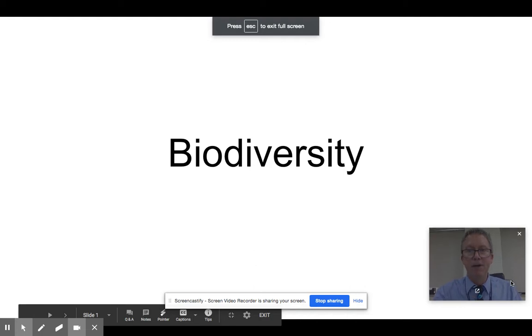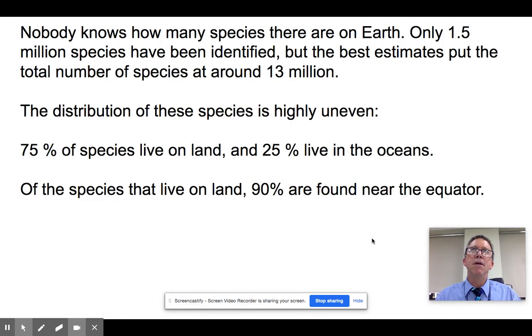Unit 2, biodiversity. Let's get on it. So, there's a lot of species on this planet, and we really don't know exactly how many there are. They think they've cataloged about 1.5 million species, most of them insects and plants. But when they do their calculation, I think there's probably a lot more than that, maybe almost 10 times as many, so maybe like 13 million or so. We don't know. But the distribution of these species is highly uneven.